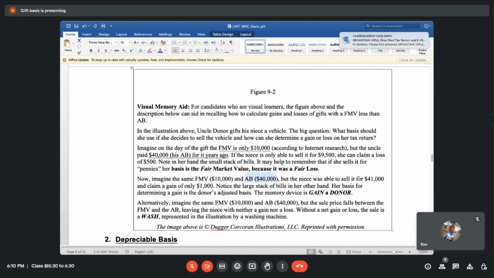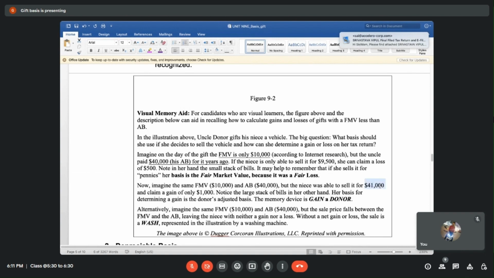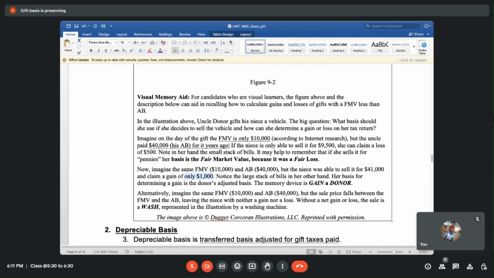In that case, it is a gain. In the case of gain, the donor's basis is used. So now we are going to compare 41,000 with $40,000 only, not with 10,000. She's not going to put 31,000 as a taxable gain. Her gain would be only 1,000. So that's a very good situation. The gains are being minimized here by following this rule. And the loss is also being minimized, right?